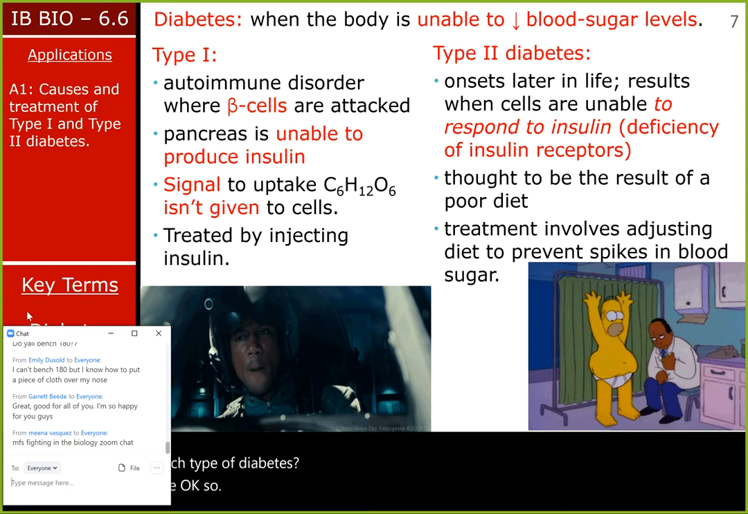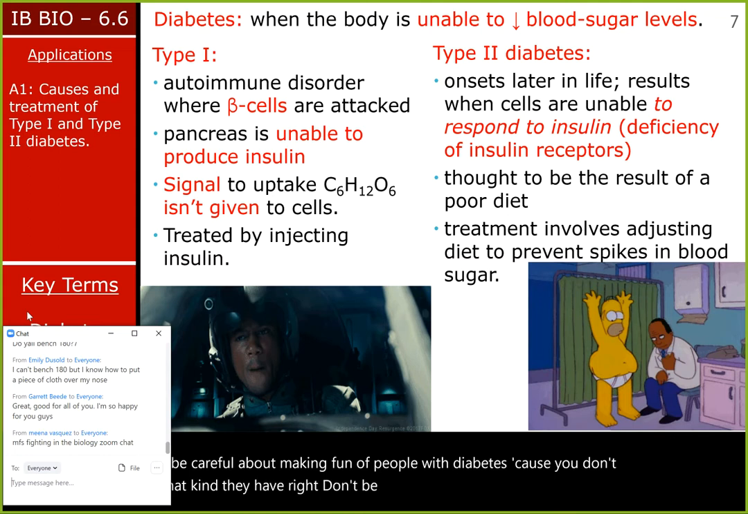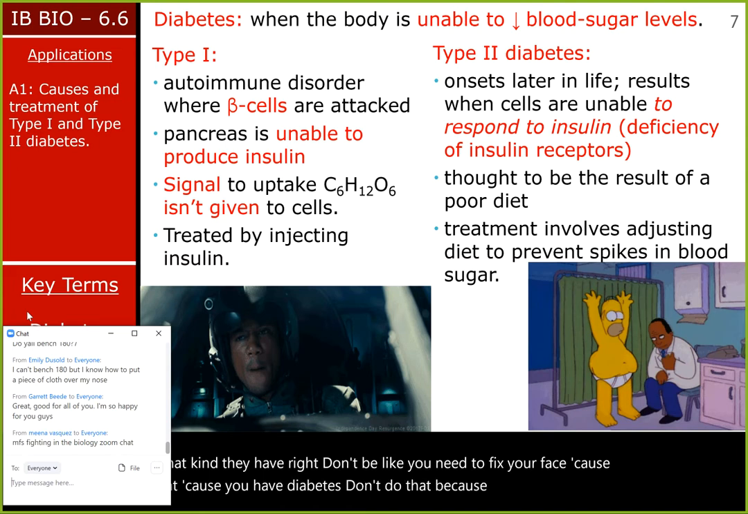So, yeah, be careful about making fun of people with diabetes because you don't know which kind they have, right? Don't be like, oh, you need to fix your face because you're fat because you have diabetes. Don't do that because you don't know if they have it because it's type 1 or type 2.